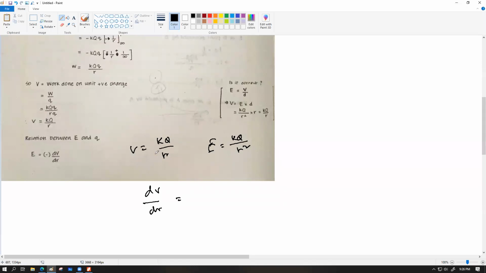KQ by R square, won't there be a minus in front? Yes, yes, there will be a minus. Same thing, which means minus E, or in other words I can write E equals minus dV by dr.